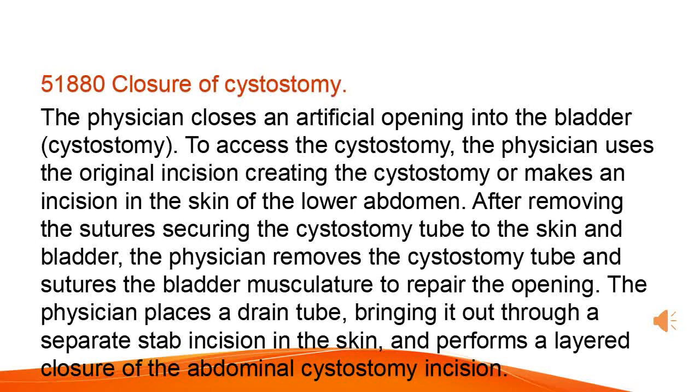the cystostomy tube and sutures the bladder musculature to repair the opening. The physician places a drain tube, bringing it out through a separate stab incision in the skin, and performs a layered closure of the abdominal cystostomy incision.